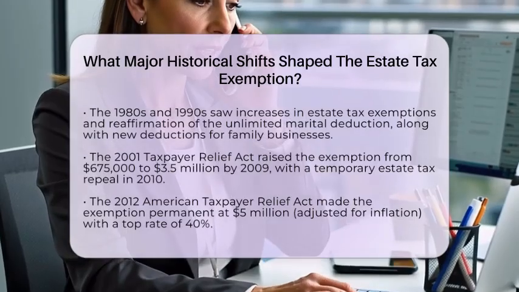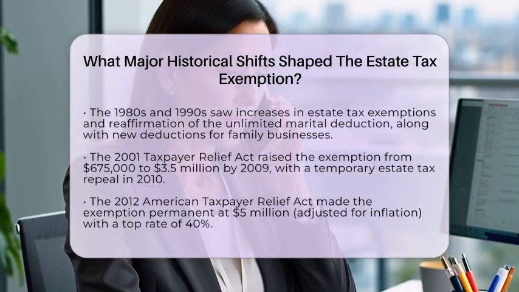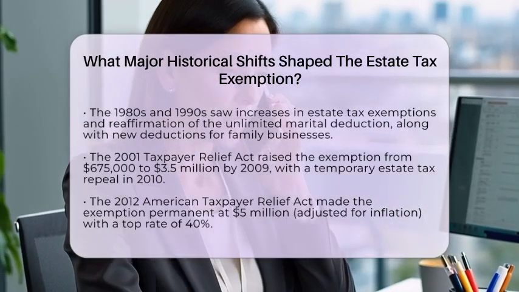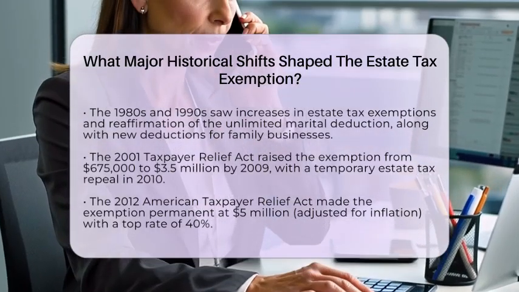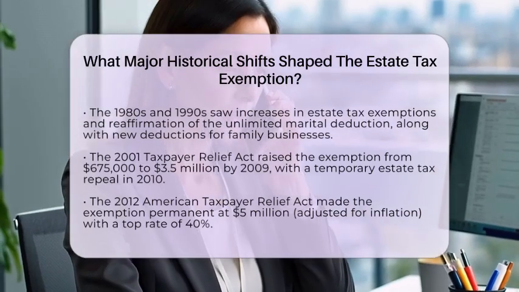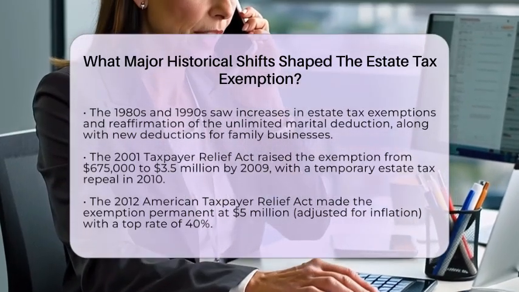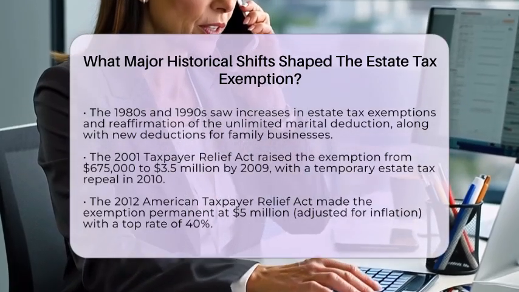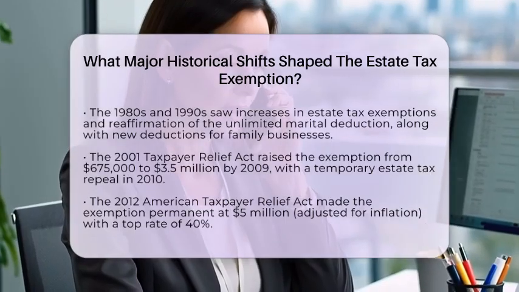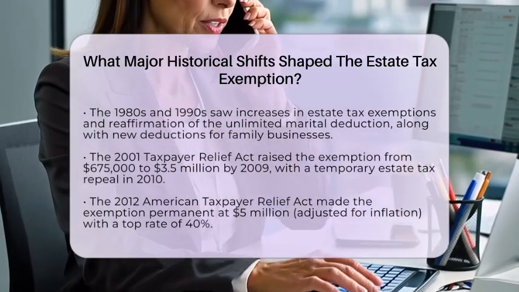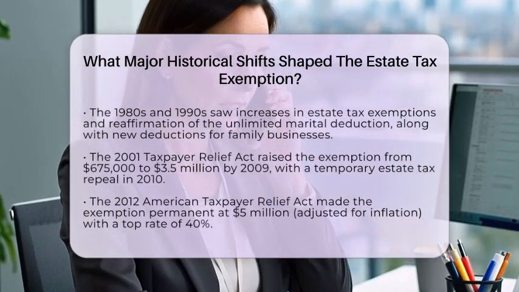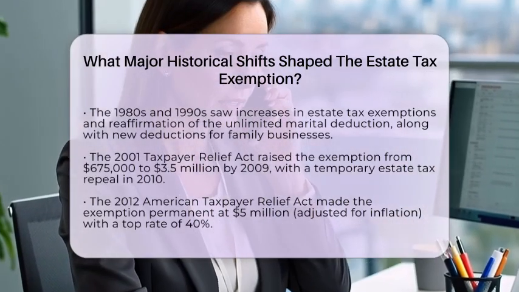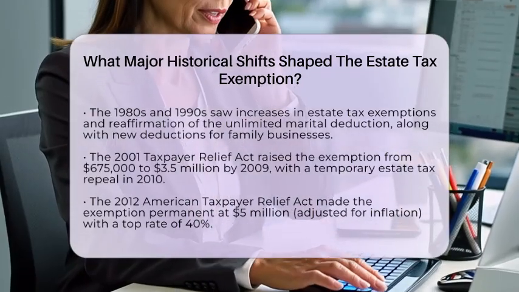In 2001, the Taxpayer Relief Reconciliation Act raised the exemption from $675,000 to $3.5 million by 2009. It also temporarily eliminated the estate tax in 2010, causing a lot of planning uncertainty. Then, the American Taxpayer Relief Act of 2012 made the exemption permanent at $5 million, adjusted for inflation, with a top rate of 40%. This helped stabilize estate planning for many families.